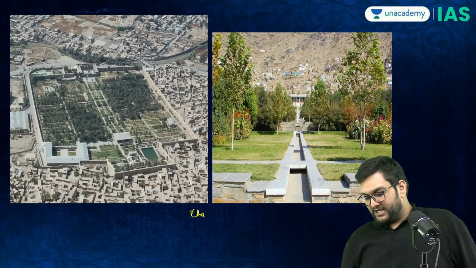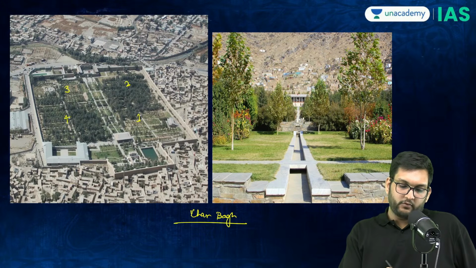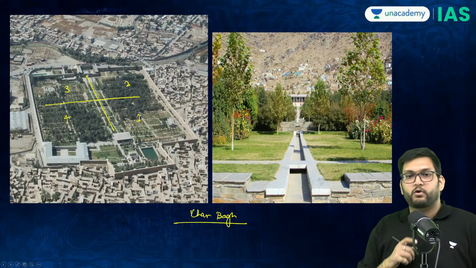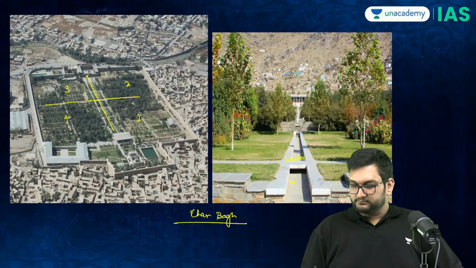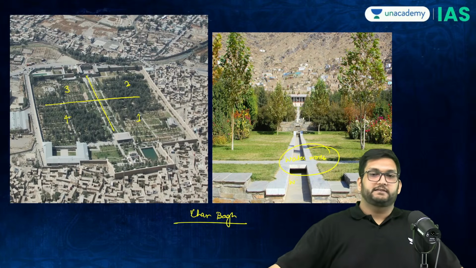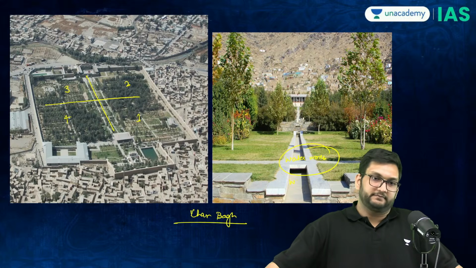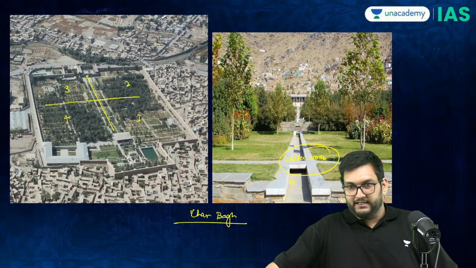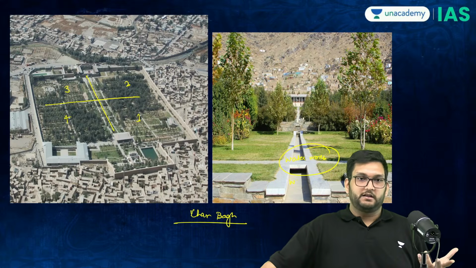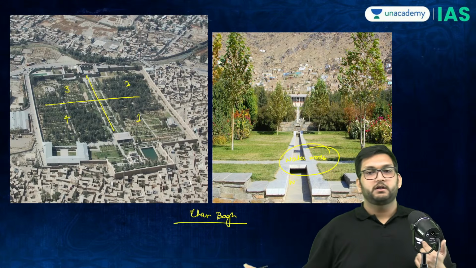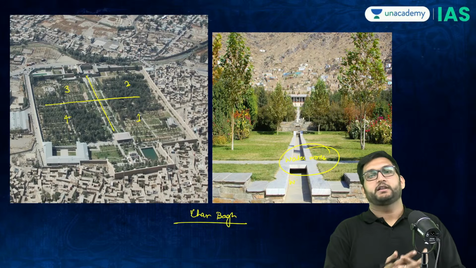But the char bagh concept is quadrant based, one, two, three, four, dividing the whole bagh into four quadrants, char bagh. This is very important. With waterworks, this is very interesting because he comes from an area which is extremely arid. And because he is from an arid area, he is yearning for greenery. So wherever he used to go, in Kabul, he used to create charbaghs so that he had greenery and waterworks together.